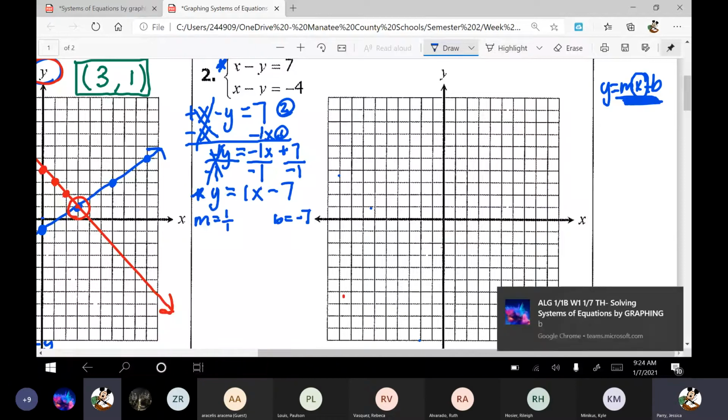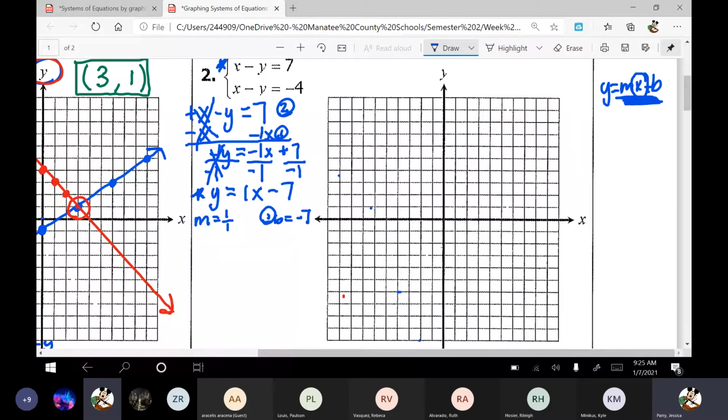Awesome, good job. I see lots of correct answers. B, correct. We're going to put that on our graph first. So B, my y-intercept, is -7. Again, that goes on the y-axis, the line that goes up and down. Up is positive y and down is -y. For this one, it's a -7, so I'm going to go down 1, 2, 3, 4, 5, 6, 7. Here's my y-intercept of -7.